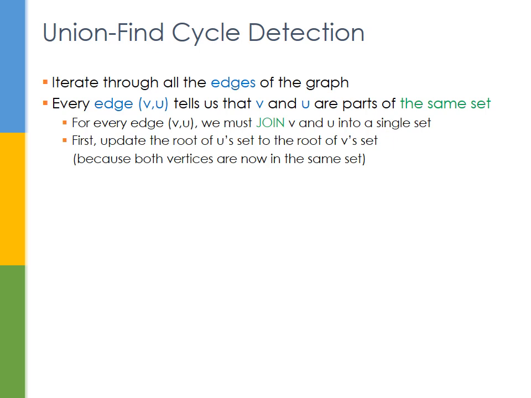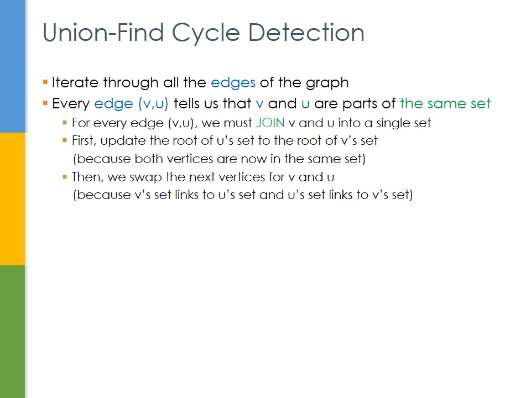So we do this by first updating the root of U's set to the root of V's set. And this makes sense because both vertices are now in the same set, therefore their sets must have the same root. Secondly, we swap the next vertices for V and U within our structure. And this is because V's set now links to U's set, and U's set now links to V's set.